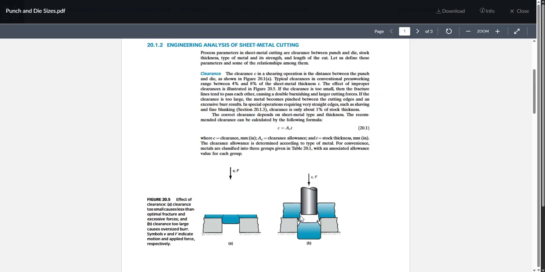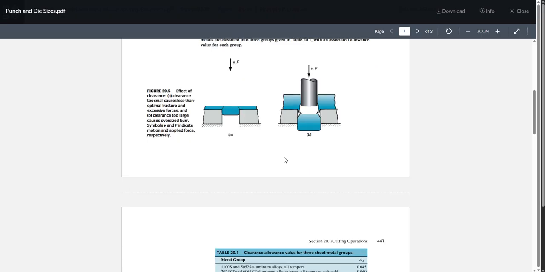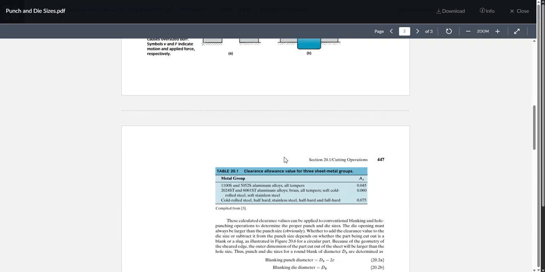So this is the clearance here. The higher the thickness of the metal is, the higher the clearance required. So that's what we can see in equation 21. The clearance is equal to the AC, which is the clearance allowance, multiplied by the T, which is the thickness of the stock. Now the value for the AC is going to be given by table 21.